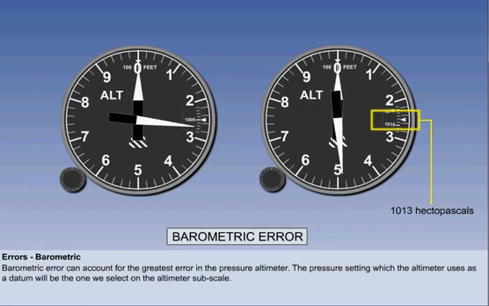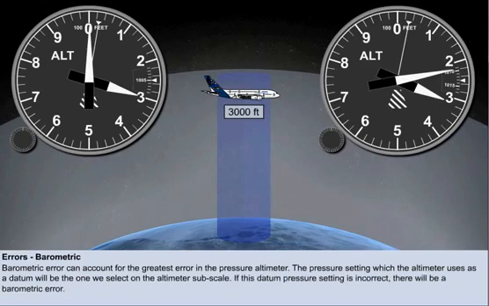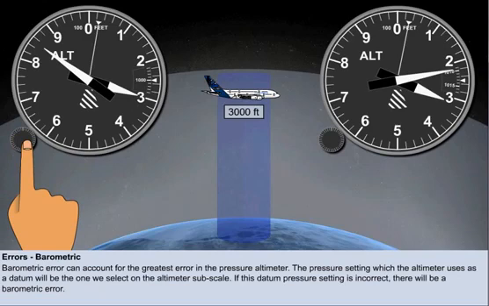As the aircraft climbs, we can see that the pressure setting in both altimeter subscales remains as originally set, and the indications on the altimeters will therefore be relative to the pressure datums which have been set on the altimeter subscales. If this datum pressure setting is incorrect, there will be a barometric error.